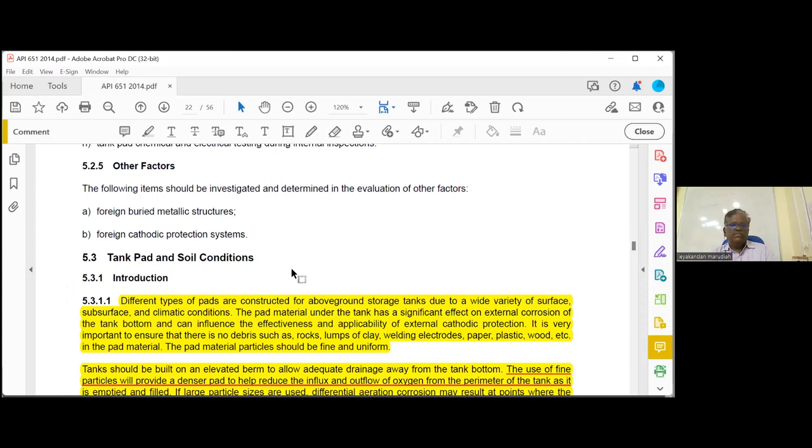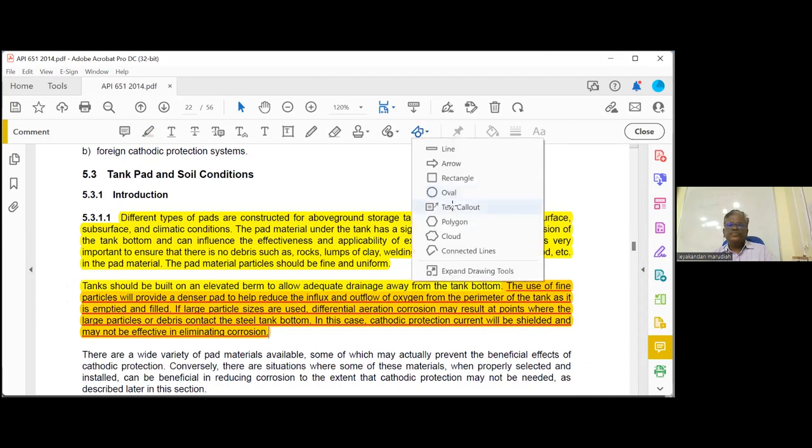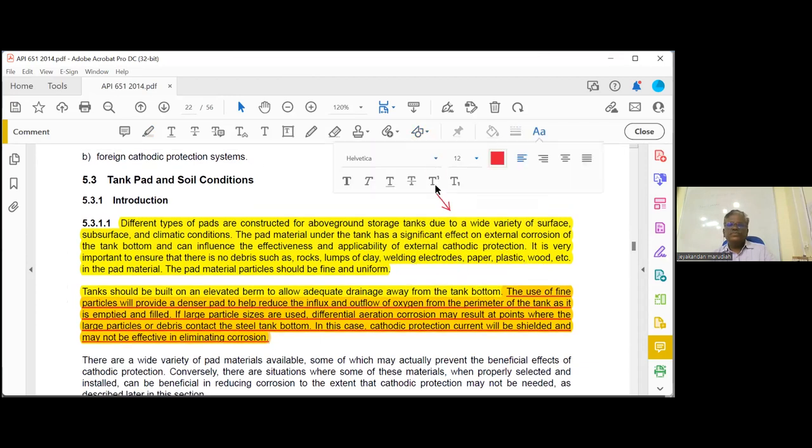So where it is given, tank pad. Okay, here. The fine particles reduce the influx and outflow of oxygen. If you read it two times, you can guess the answer. No need to.